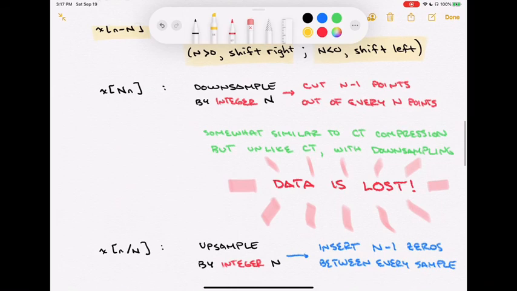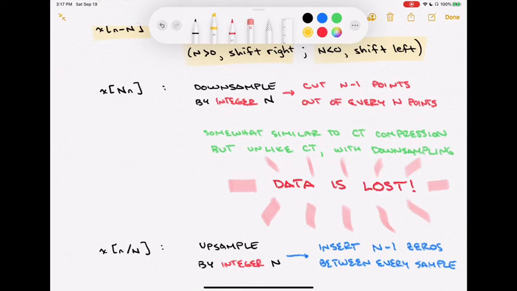The next case is x of cap N times little n. So we are doing some form of scaling of the independent variable. We talked about time scaling in continuous time. Here, n is an integer. You might have something like 2, so x of 2n, for example. If you think back to continuous time, when we had something like x of 2t, that was a compression operation. Here, we're going to call that compression-like operation something different. We're going to call it downsampling.